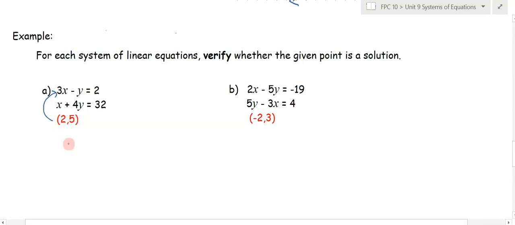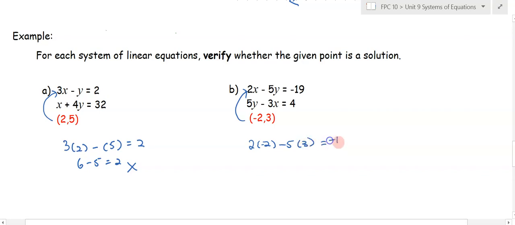So you start off with the first one, plug in 2 for x, plug in 5 for y. I get 6 minus 5 is 2. It doesn't even work in the first equation, so I don't even test the second one because it has to work in both. So 2, 5 is not a solution to both. Whereas if I go over here and I plug it in, I say, okay, well, let's plug in negative 2 for x, 3 for y. I get negative 4 minus 15 is negative 19. Oh, it works in the first one. That's great. But it doesn't mean it's a solution to the system because it has to work in both.